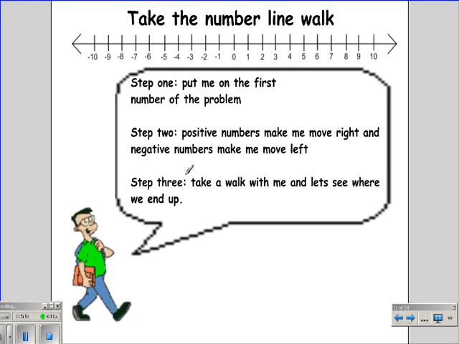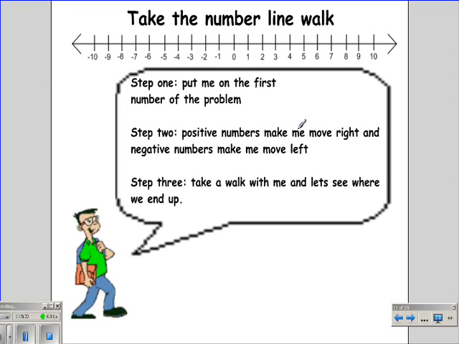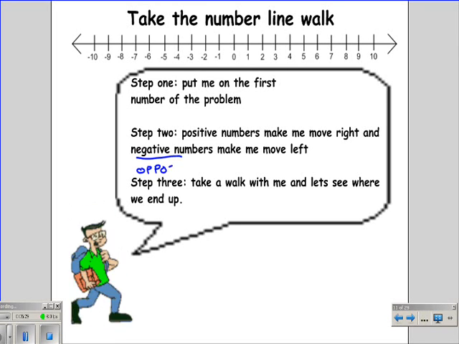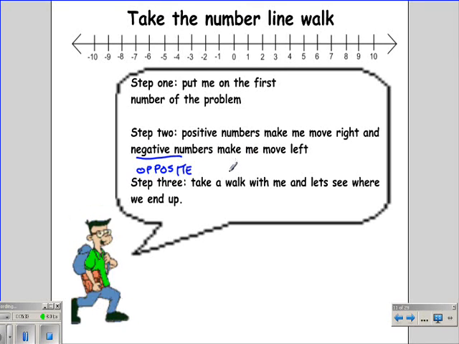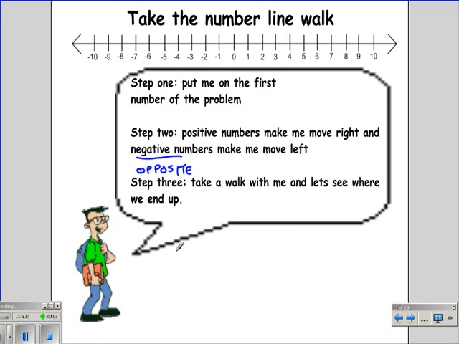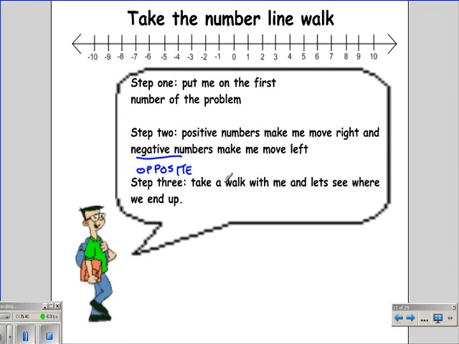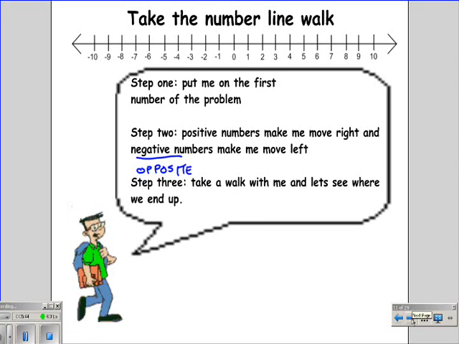And his 3 steps are the exact same as they were before. Step number 1 is Larry telling us to put me on the first number of the problem. Step number 2, positive numbers make me move right and negative numbers make me move left. So anytime we see that opposite sign, that subtraction symbol, we're going to want to move in the opposite direction from the one we were initially going, which, as you see, is always to the right for Larry. And step number 3, we're going to take a walk with me and see where we end up. So we'll do a few problems together.